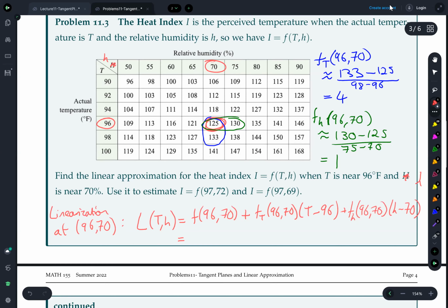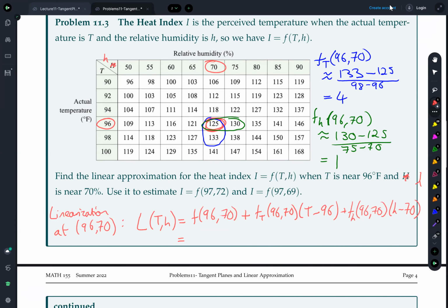Okay, so shout out, tell me what I need to write down. What's our function at 96, 70? 125. You guys have lost your voices this morning. Enunciate. 125, thank you. Plus what? Yeah. Times by t minus 96. Plus what? 1 times by h minus 70.